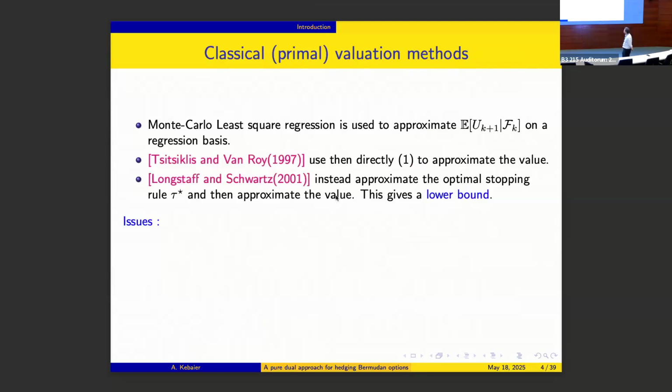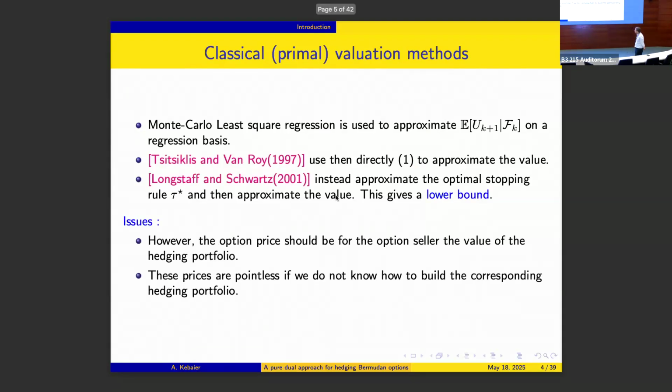So what are the issues of this? There are two main issues here. The option price should be, for the option seller, the value of the hedging portfolio. So the price that the seller proposes should somehow reflect a possible hedging strategy, which is not the case here.